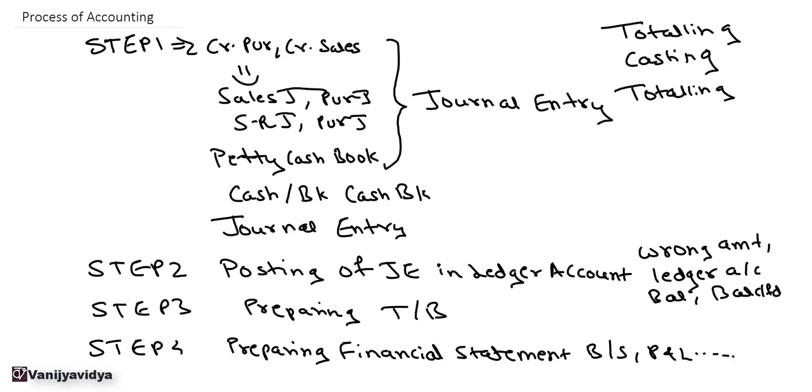So this might be all the errors possible in step 2. What happens is, if there are these types of errors, some errors might reflect while preparing a trial balance. When you prepare a trial balance, what is a trial balance? A trial balance is when you close all the ledger accounts and all the balances of the ledger accounts as on a particular day are listed. That is a trial balance. Now some of the errors might be reflected in your trial balance.